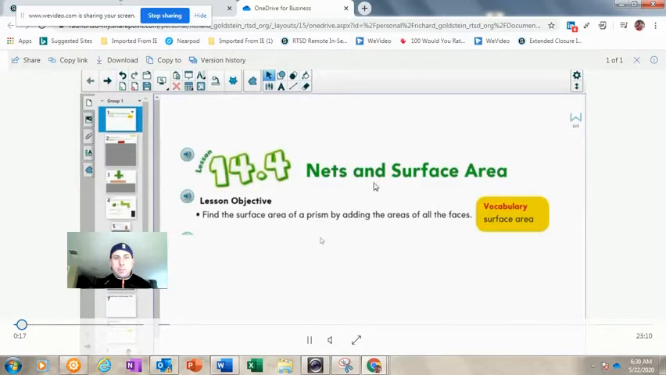I'm going to use some images from my friend Mr. Goldstein over at Wayne. We've been sharing some resources back and forth. So I'm going to be using some images from his smartboard file to communicate this lesson objective: the surface area of a prism by adding the areas of all the faces.